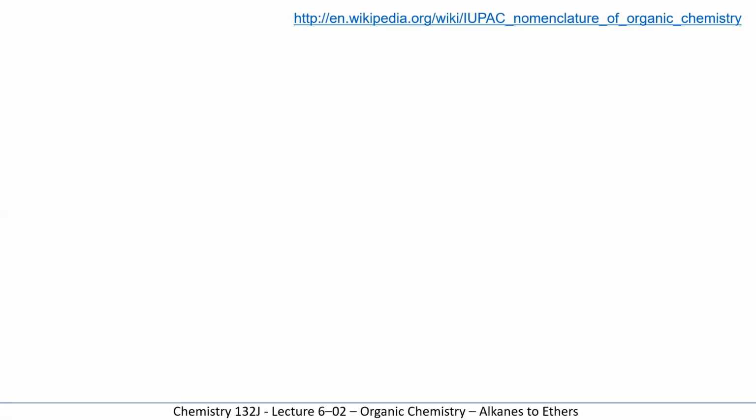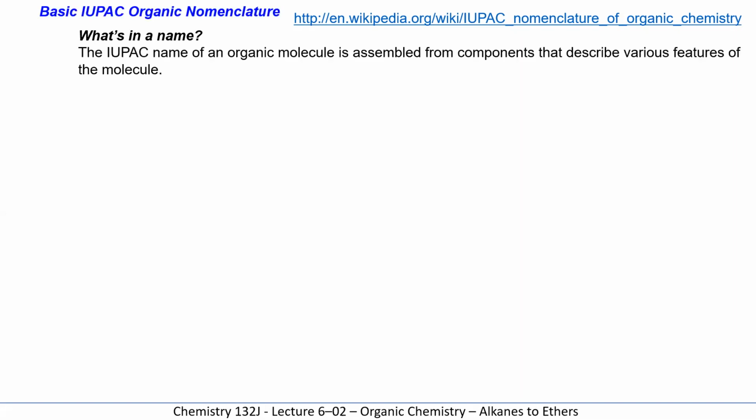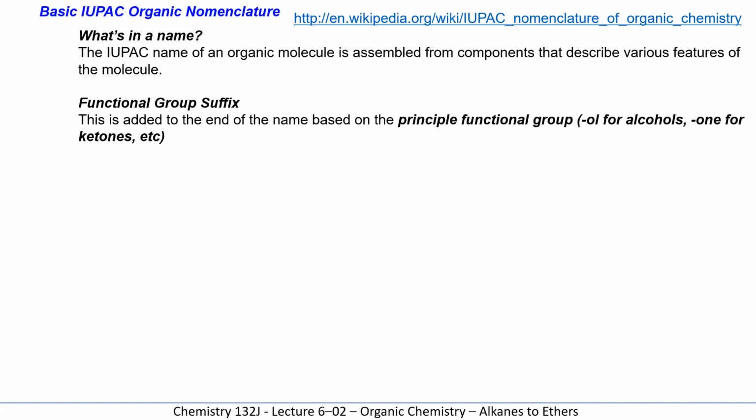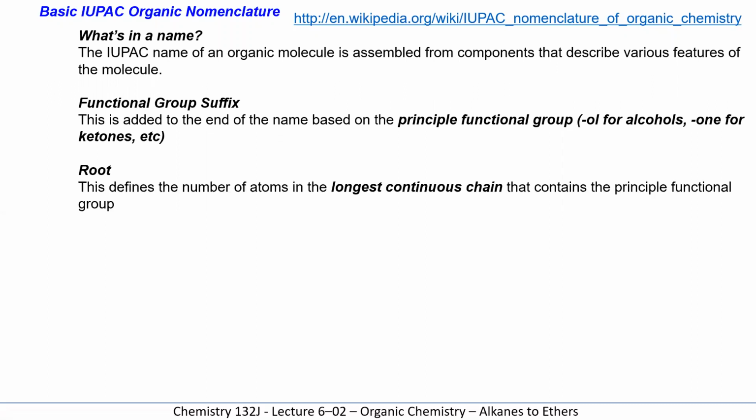We're going to be learning today how to name organic compounds, and we're going to learn a bit about some of the organic reactions that produce different families of chemical compounds. Some of the basic rules I'm going to go over here are, for instance, if we're naming an alcohol, we have a principal functional group. We use the suffix -ol. If it's a ketone, we use -one. Those are just two examples.